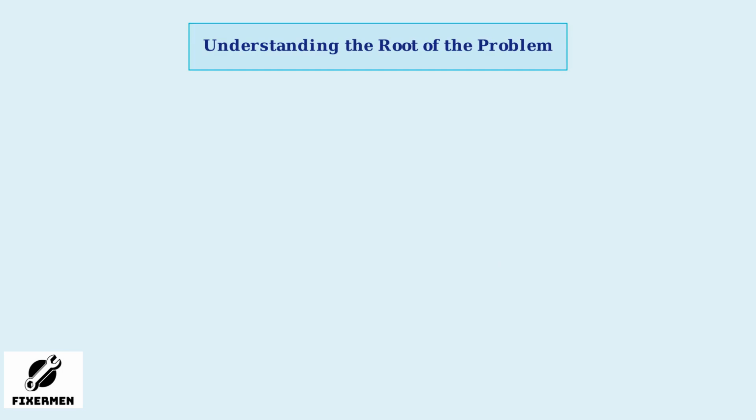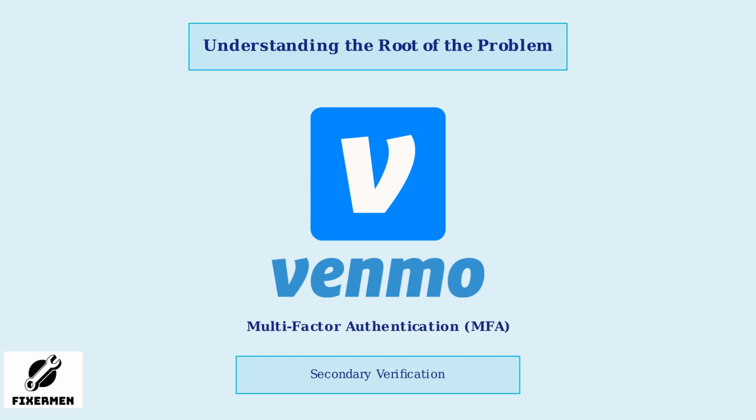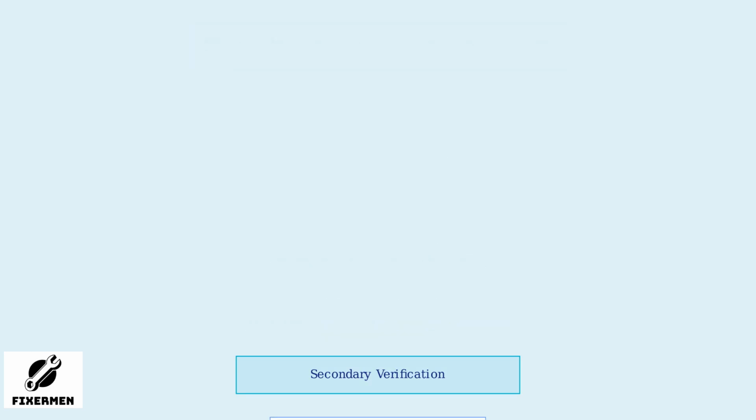Error code 1003 fundamentally stems from multi-factor authentication protocols that Venmo uses to protect user accounts. Venmo requires users to enter their password as the first factor of authentication. This is called multi-factor authentication, or MFA, which adds extra security layers beyond just a password. In addition to the password, Venmo requires a secondary form of verification to confirm your identity. Common secondary verifications include SMS codes sent to your phone, app-based tokens from authenticator apps, or biometric data like fingerprints.